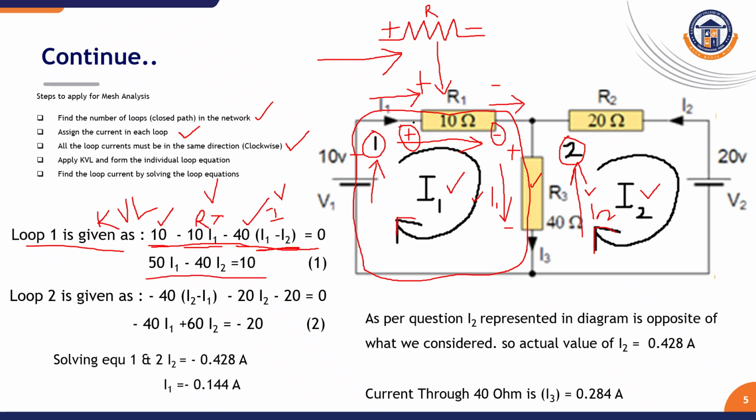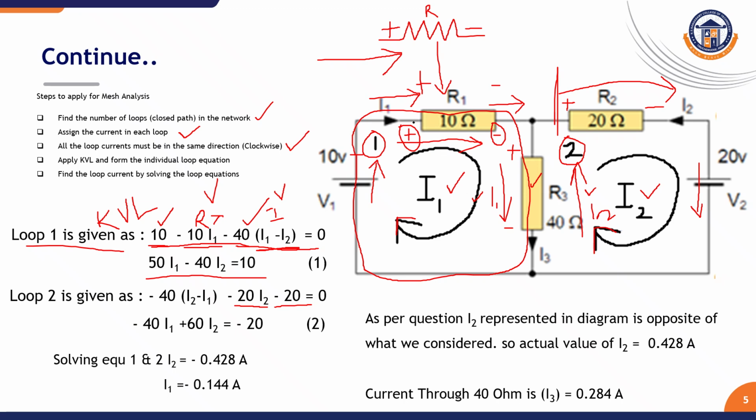Similarly, I apply the KVL for loop 2, starting from this point. As mentioned earlier, this is the current entering terminal and this is the current leaving terminal. So minus 20 I2 for the current passing through the 20 ohm resistor. In the battery, the current flow is positive to negative, so I take it as minus 20.